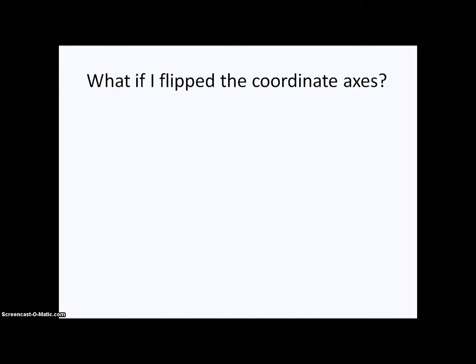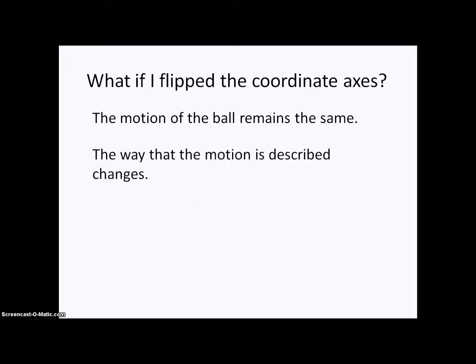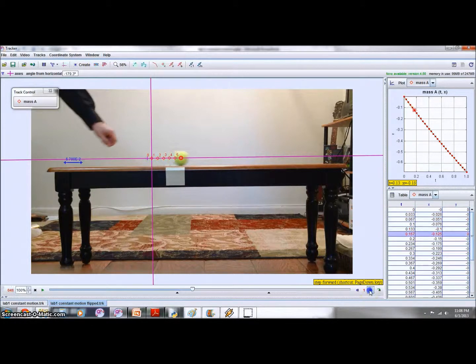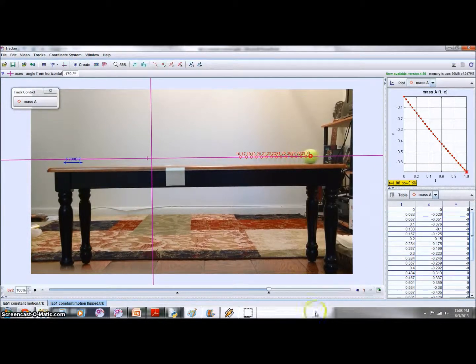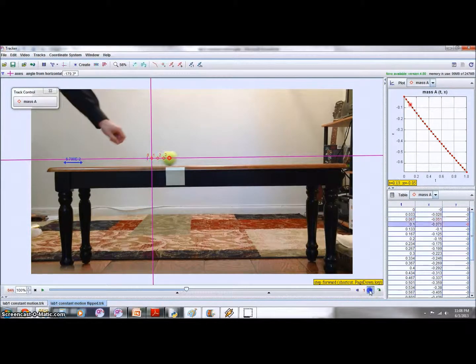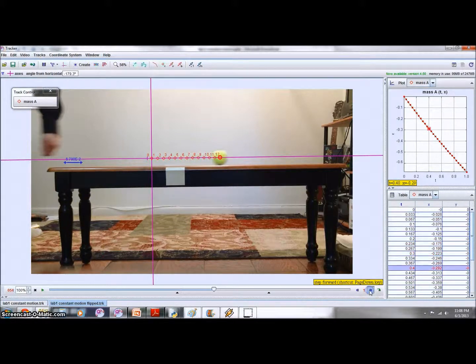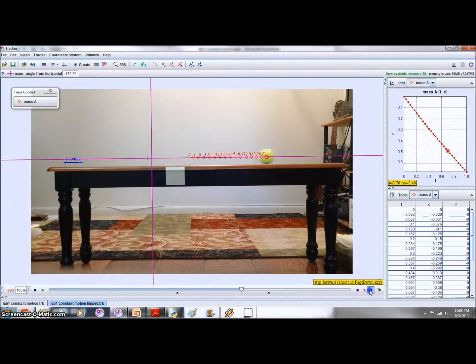What happens if I flip the coordinate axes so that the positive x-axis is pointing towards the left? The key thing to remember is that the motion of the ball remains the same. It is the way that the motion is described that changes. Here is the same video opened in Tracker, but this time I've set the coordinate axes so that the positive x direction is to the left. Notice that the values for x are increasingly negative and the graph has a negative slope. However, the ball's motion is unchanged.